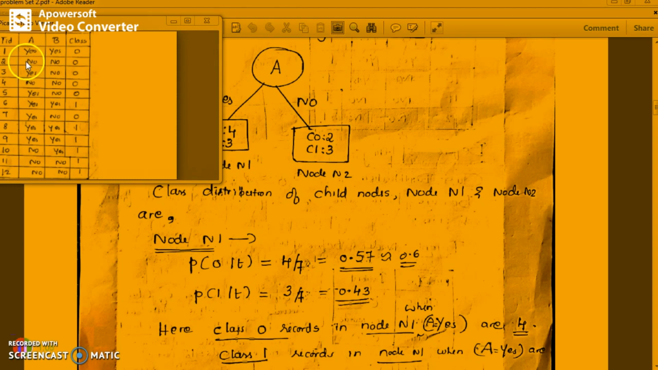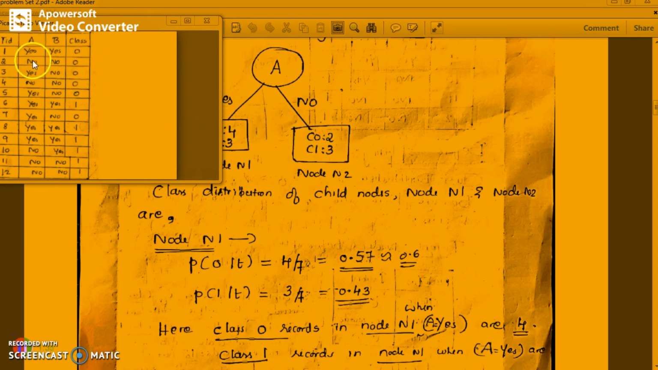So just count here. Class 0 records. We have records where the value in A is equal to no, belonging to class 0, count as 1, again A equal to no, class 0. Then again, only 2 records where A value is equal to no belong to class 0. So class 0, 2 records.